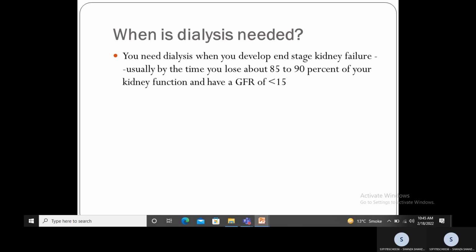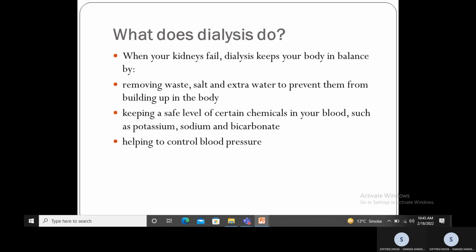When is dialysis needed? You need dialysis when you develop end-stage kidney failure. When you have end-stage kidney failure, you need to do dialysis. Usually, by that time you have lost about 85 to 90% of your kidney function and have a GFR of less than 15. What does dialysis do?